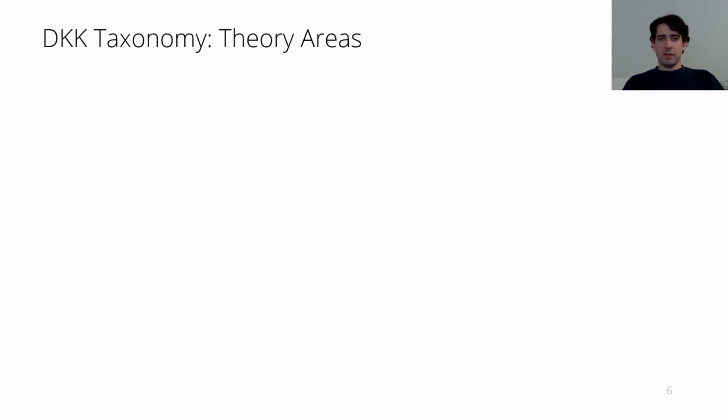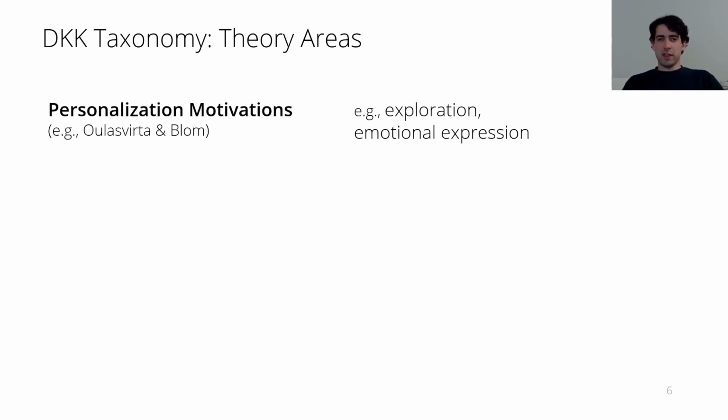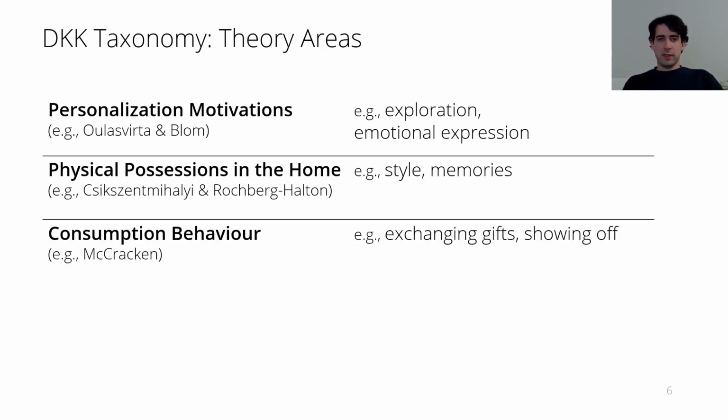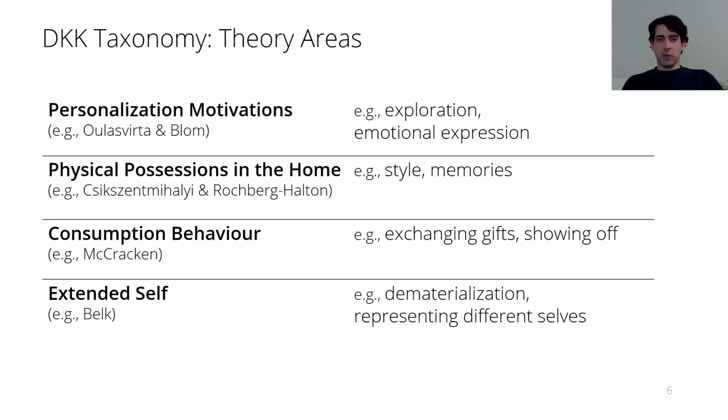We created the taxonomy of digital knick-knacks to understand the range of different possible digital knick-knack designs. In a first step, we synthesized a selection of influential works from 4 related areas: personalization motivations, such as exploration of options or emotional expression; classes of meaning of physical possessions in the home, such as style or association with memories; consumption behavior rituals, such as gift exchange and showing off possessions; and slightly more abstract work around the notion of the extended self, with concepts like dematerialization and representation of different selves.